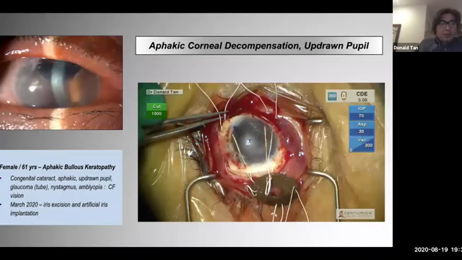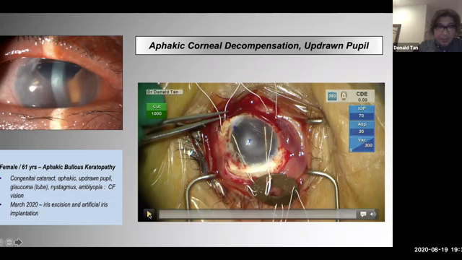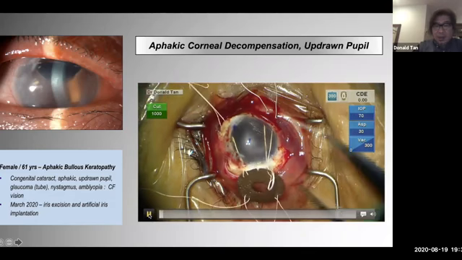Here's a 61-year-old lady who has got aphakic corneal decompensation, originally a congenital cataract, aphakic eye. And the issue here is a very updrawn pupil, glaucoma tube as well in place. She's got secondary glaucoma. She's amblyopic and has nystagmus, but vision was about 6/60 or so, but then became count fingers vision. The other eye is worse, so this becomes very important. And as a corneal decompensation, she came to see me. And in March this year, I excised the iris and did the artificial iris implant.